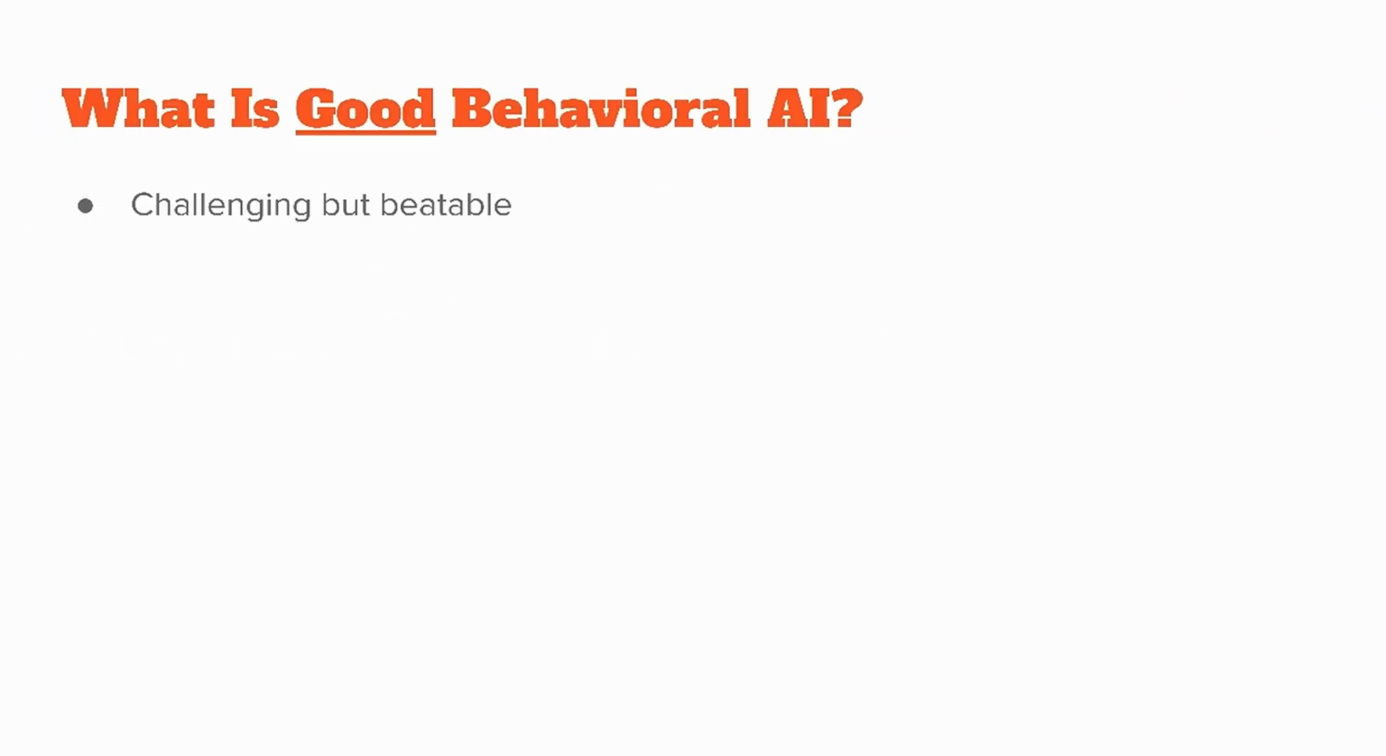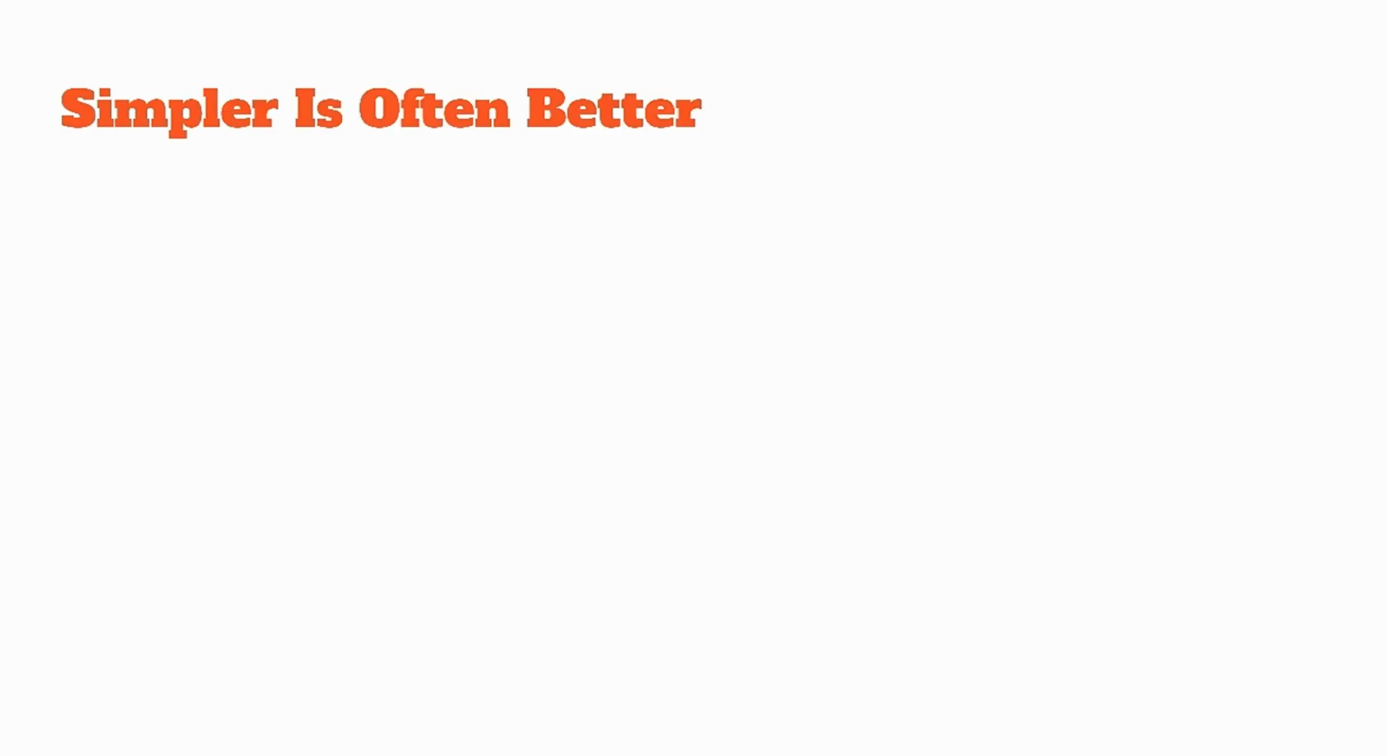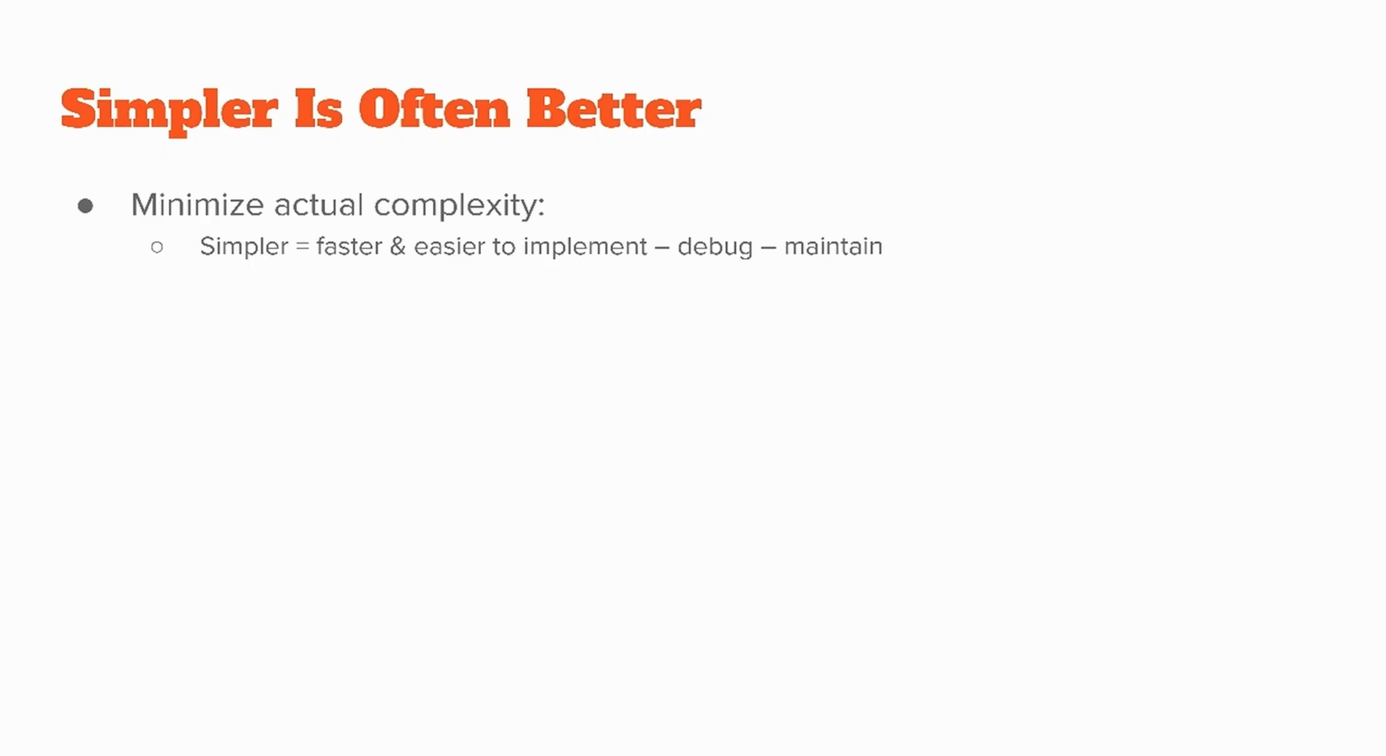But good behavioral AI needs to be challenging but beatable, comprehensible to the player, and I'll go over that in a bit, and it needs to be interesting. So to do this, I recommend you choose the simplest AI technique that actually gets your idea across for what you want the AI to do. When it's simpler, it's faster and easier for your programmer, easier to debug, easier to go back and maintain over time. But while you do this, you can maximize perceived complexity.